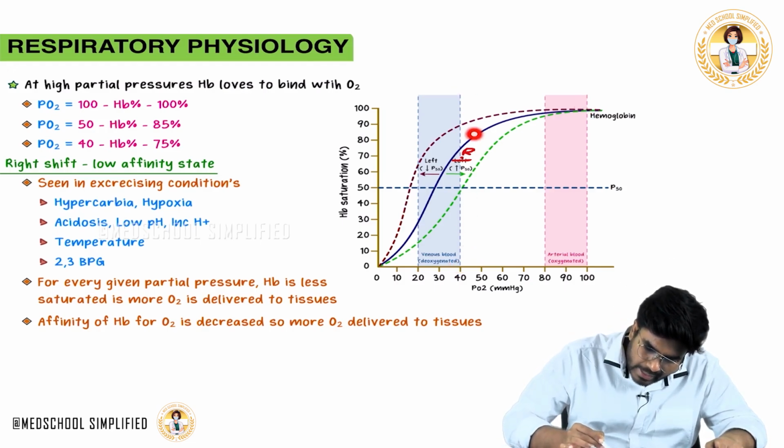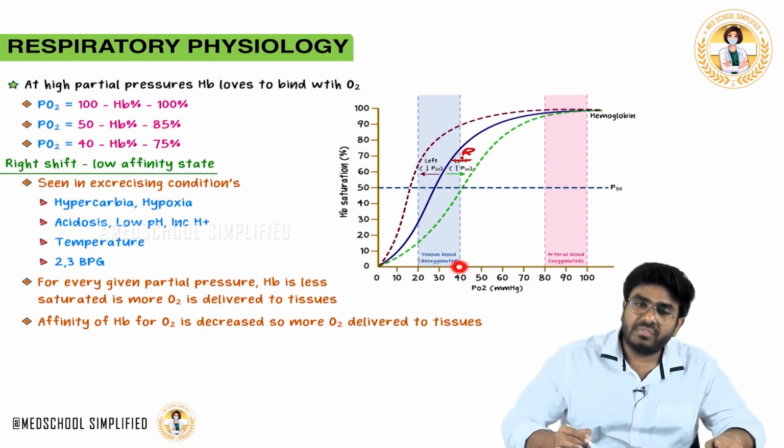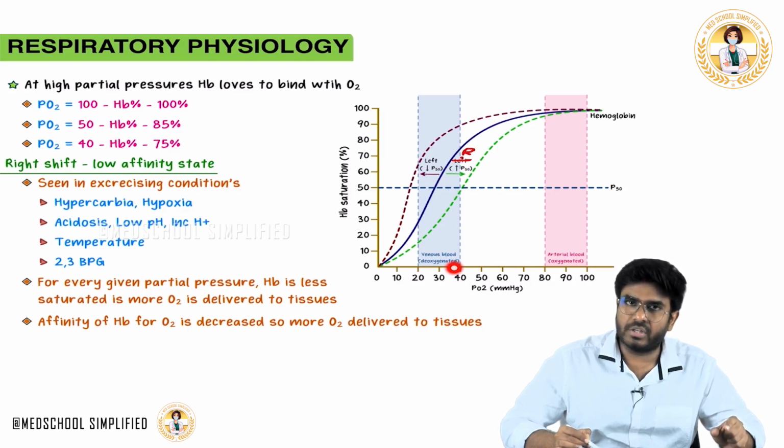Now, at the level of tissues, please concentrate here. Please follow this line. At the level of tissues, the partial pressure of oxygen is 40 mmHg. If it is 40 mmHg, what will happen? One molecule of oxygen is delivered to the tissues. So what should be the percentage saturation of the hemoglobin molecule? The percentage saturation of the hemoglobin molecule is 75%.